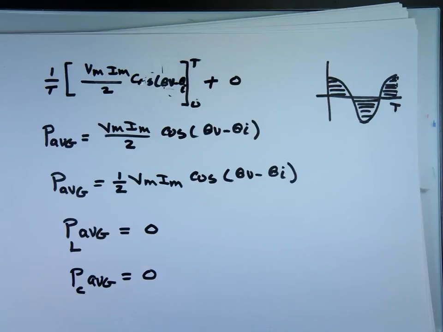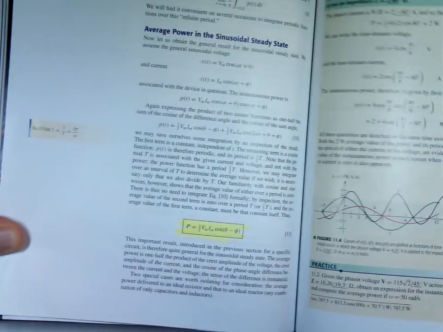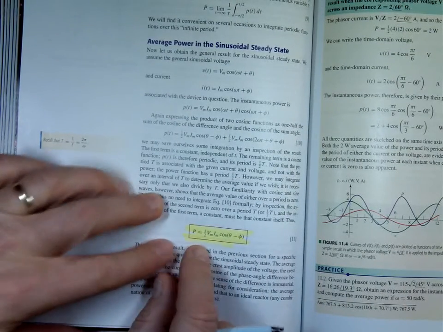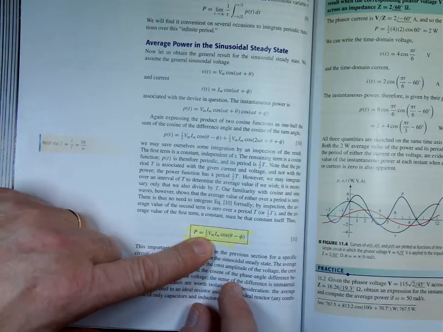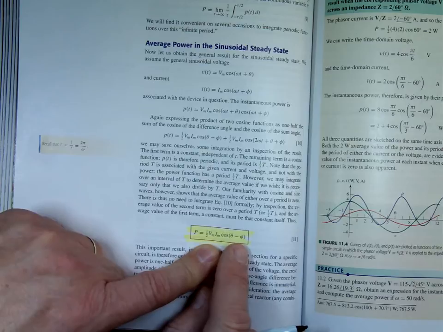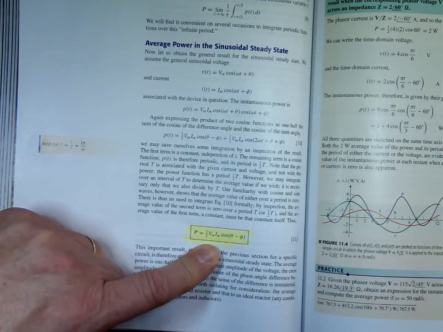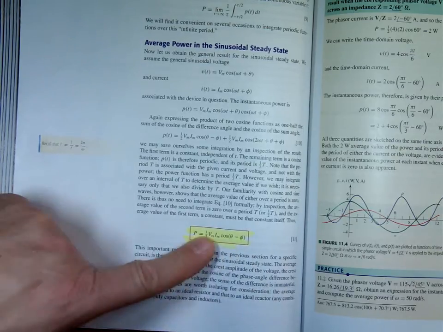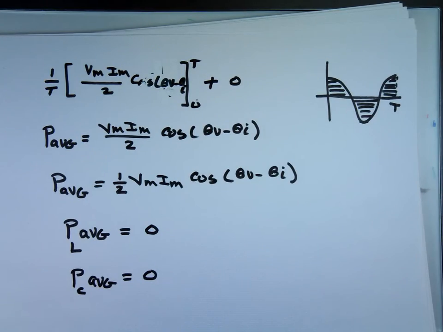So all this just to derive this lovely equation in our book. I just wanted to go through the math and derive it. And this is the equation. The average power, it's 1/2 V max I sub max cosine θV minus θI, basically. That equation right here. So let's take an example and go through it and see. I'm done deriving, done with the math, with the calculus here.